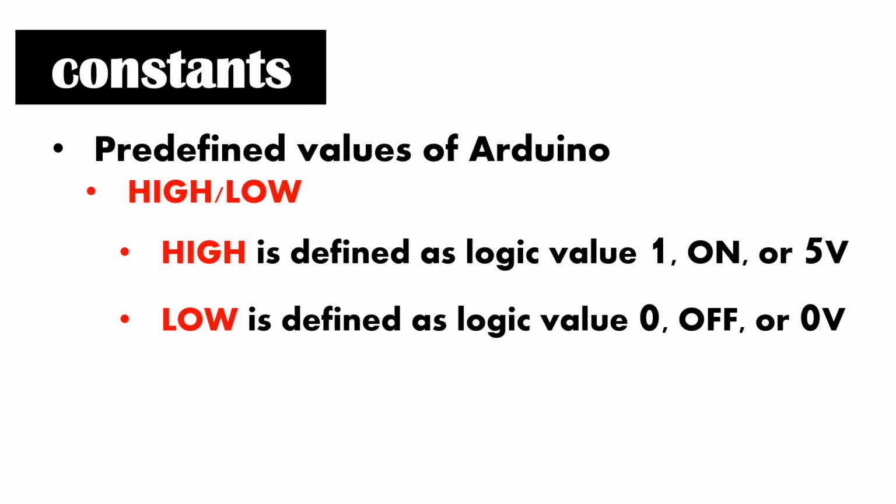After the structure, which are the void setup and void loop, then you have the constants. The first constant that we have used is the high and low constants. Constants or constant in a sense that the Arduino will automatically know their value once you use it in a code. So yung value sa high is 1, which could also mean on or 5 volts. Sa low naman, the value is 0, which also means off and 0 volts.